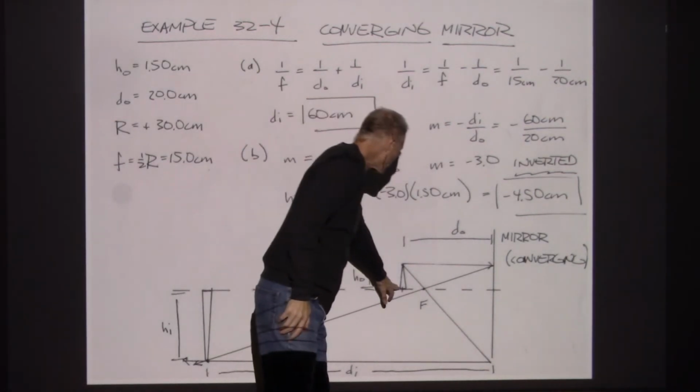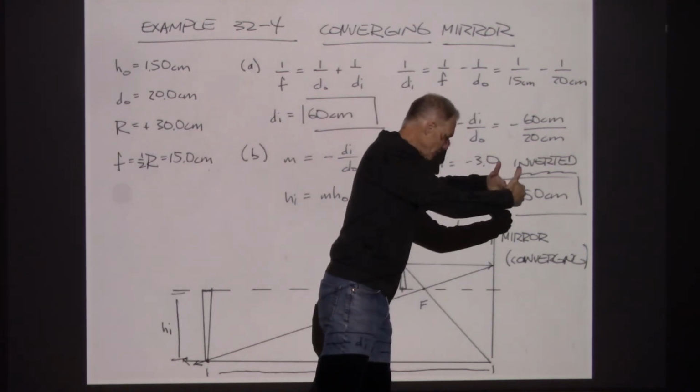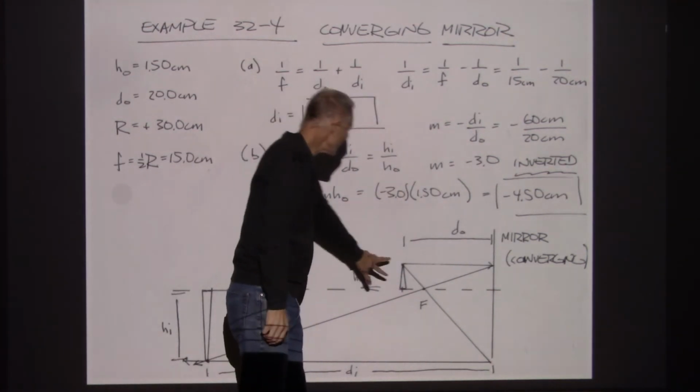So now I'm going to get out my ruler and draw this. There's the location of the mirror. It's converging. It's a little bit concave, but I just drew it flat.